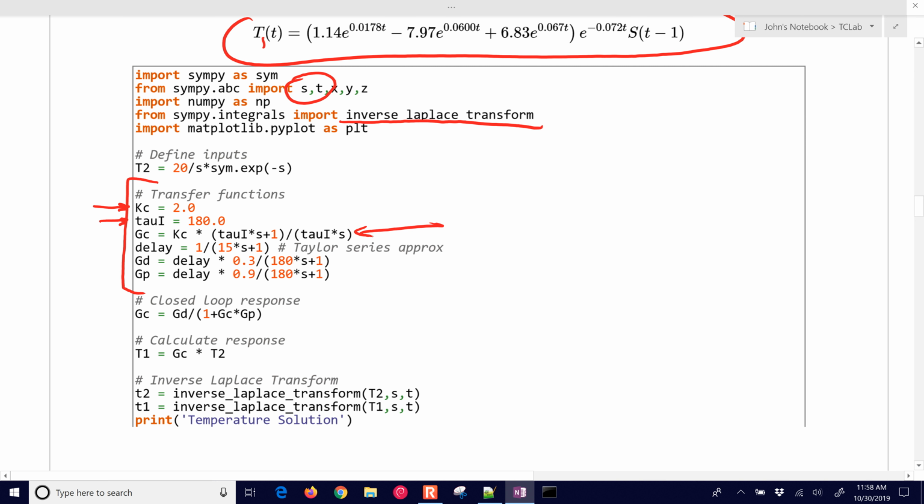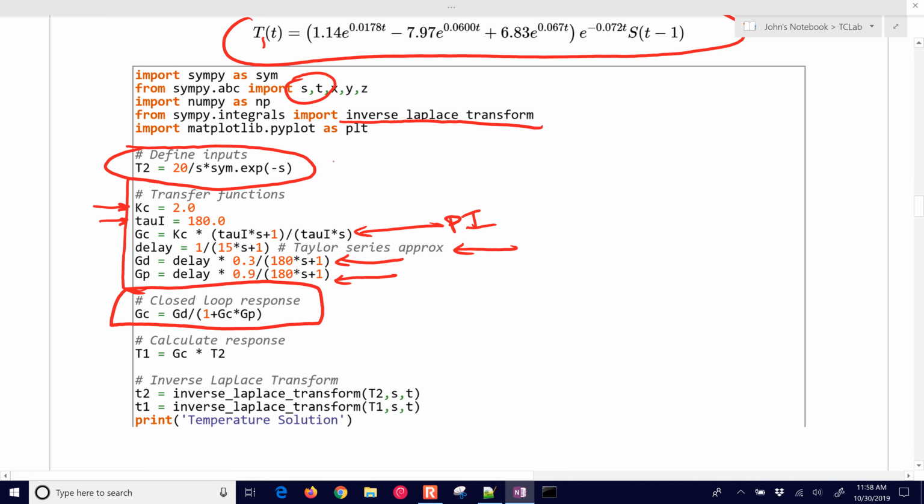Here is my PI controller and my delay approximation, and then my two transfer functions that I have, my disturbance and my process. And then here is my closed loop response. GC is just going to be direct divided by 1 plus the loop. And then I know that my T2, I'll start that at 1 second, and it's going to be plus 20 on the step.